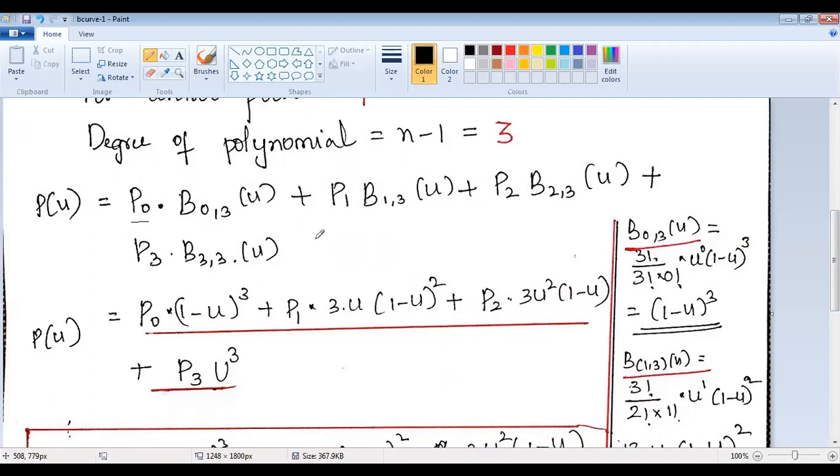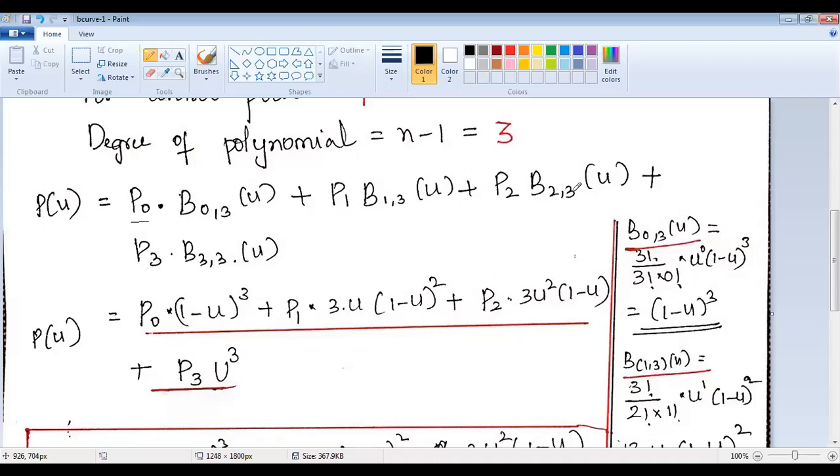If they give the number of control points as 3, then the degree of polynomial becomes 2. Then you should go up to only this much: P naught into B of 0 comma 2, P1 into B of 1 comma 2, and P2 into B of 2 comma 2. That's it, you need to end there. This is the polynomial, the degree is 3.